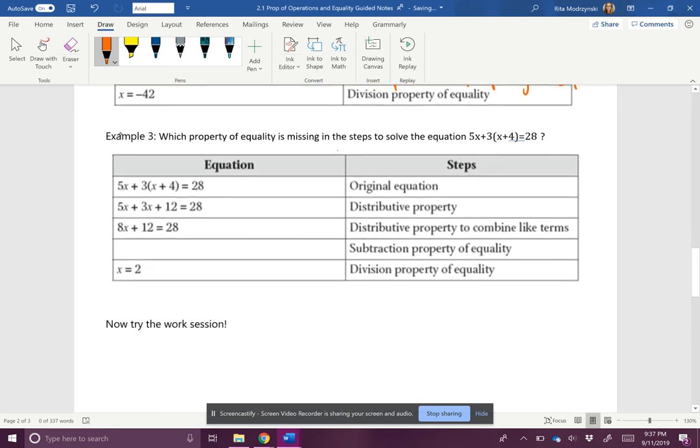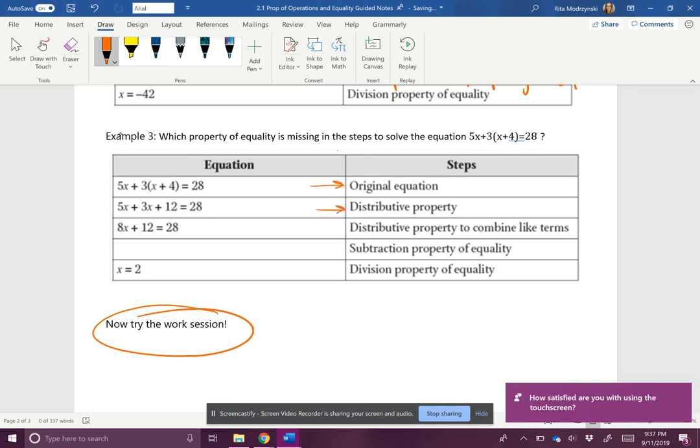Here's our last one, and then you'll try the work session in a minute on your own. The original equation that we were given is right here. This is kind of a more complicated one. We had to use the distributive property, and y'all knew that because, hey, look, I see the parentheses and a number on the outside. After we do the distributive property, we would have gotten 3x plus 12. That 5x stays, so does the 28.